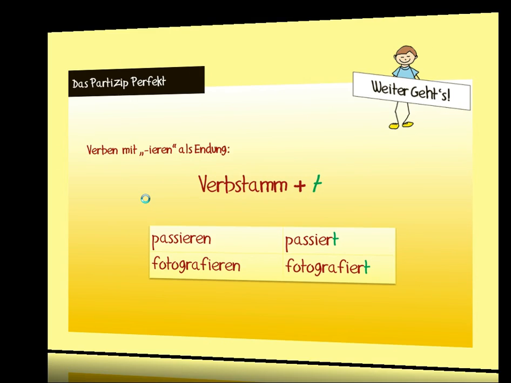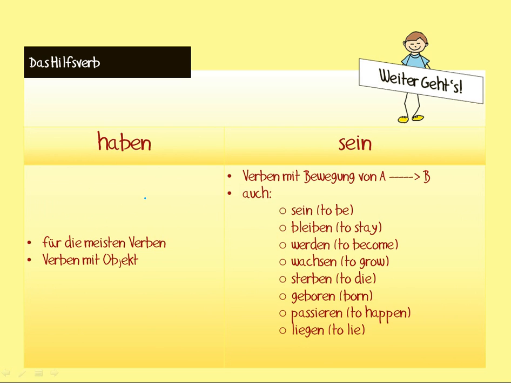Okay, so, and now let's take a look at the helping verb. So we kind of know that for the past participle, there are some regular ones that are going to be fairly easy, and there are going to be some irregular ones that we have to memorize. Second part, the helping verb. When do we choose haben? When do we choose sein? And the rules here are pretty easy. Haben is actually used for most verbs, for verbs that have an object.